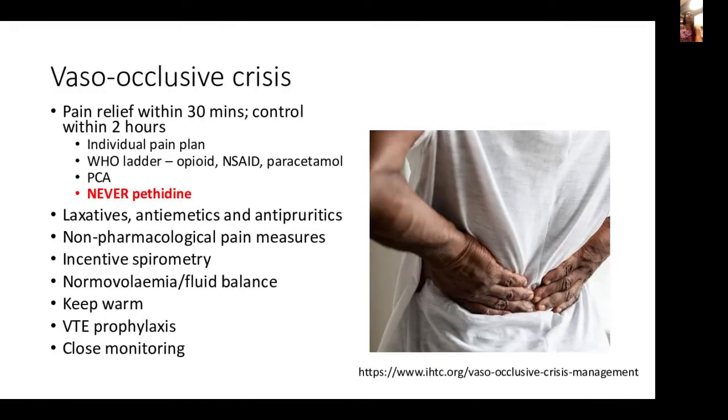It's really important when you're prescribing opioids to remember the supportive medications that should form part of the order set. So laxatives: you do not want patients getting constipated because that will just exacerbate the pain. You want them to not feel nauseous, so make sure you prescribe antiemetics and also antipruritics, because on high doses of opioids they can get quite itchy. I think it's great if you have non-pharmacological pain measures, so a TENS machine or warm packs can be quite helpful.